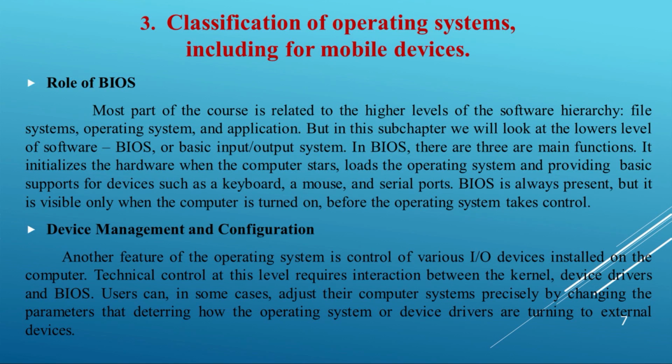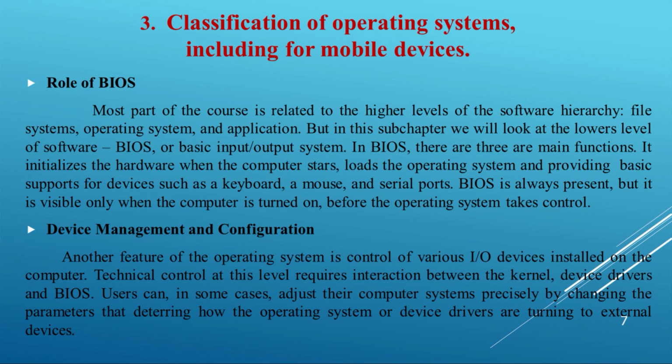So let's talk about classification of operating systems, including for mobile devices. In an operating system, the main part is the BIOS. BIOS means basic input-output system. The role of BIOS. Most of the course is related to the higher levels of the software hierarchy: file system, operating system, and application. But in this subchapter, we will look at the lower level of software, BIOS, or basic input-output system.